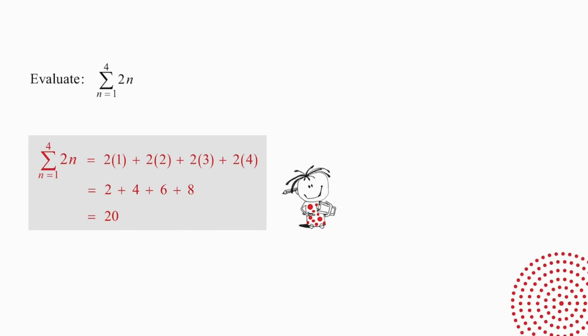You had to start with a substitution value of 1, and you had to continue substituting 2, and then 3, and then 4. Simplify each term, add them together, the answer is 20.